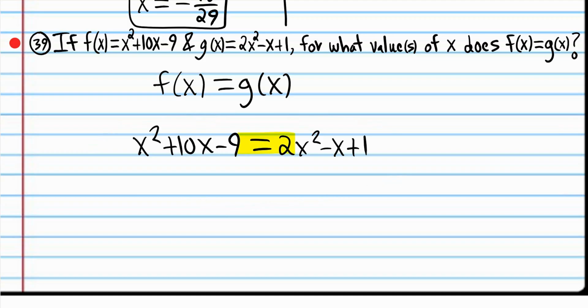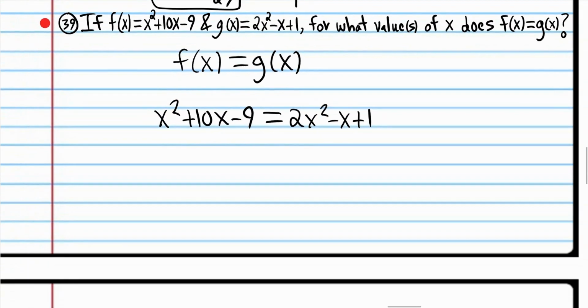Now, this equation may not look familiar, but it's actually going to be a quadratic equation because we have a variable squared, we have a variable that's not squared, and we have a number that doesn't have a variable. So we need to simplify this equation by combining like terms. So I'm going to subtract x squared from both sides.